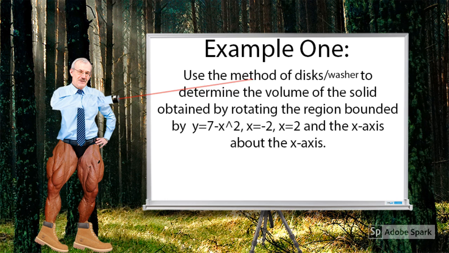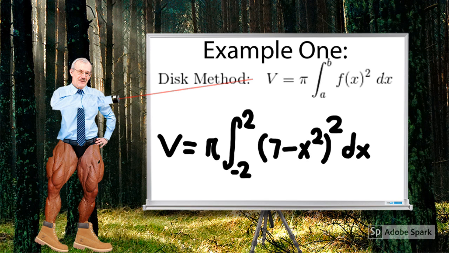For example 1, use the method of disks/washers to determine the volume of the solid obtained by rotating the region bounded by y equals 7 minus x squared, x equals negative 2, x equals 2, and the x-axis about the x-axis. For example 1, we'll be using the disk method, which is v equals pi times the integral from a to b of f of x squared dx.